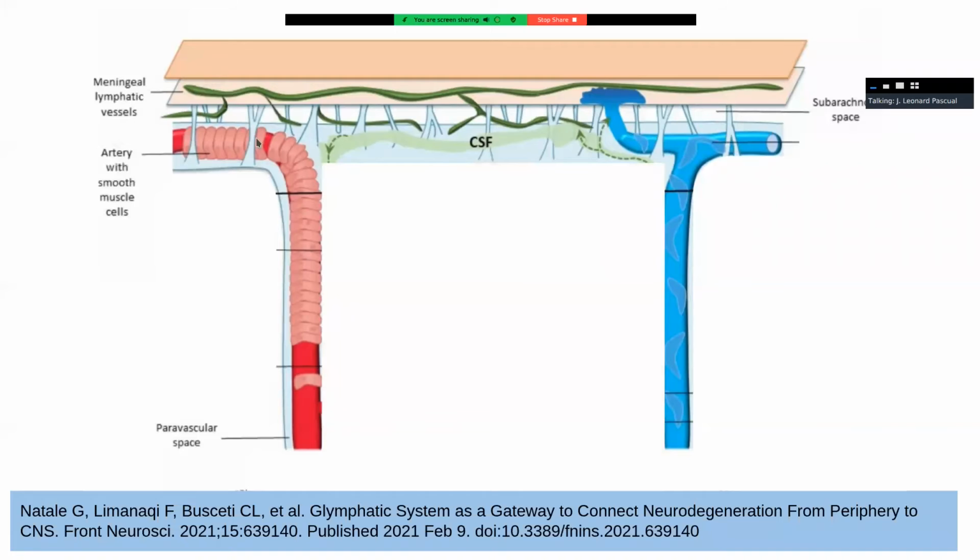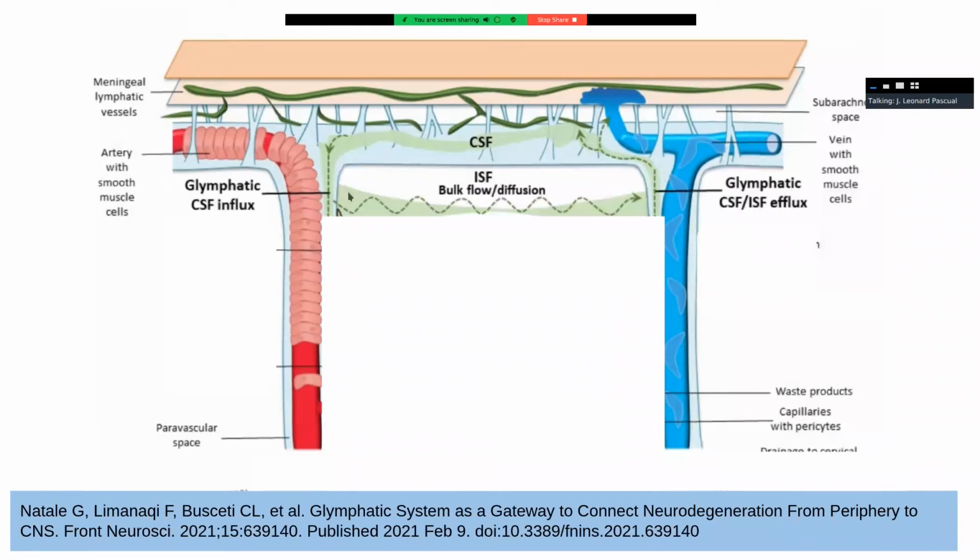So around those blood vessels, the arteries, is a space. This is called the Virchow-Robin space. Virchow as in V-I-R-C-H-O-W, Robin space. These are the paravascular spaces, and this will be important when we're trying to understand what lymphatics means. So that's the vein here.